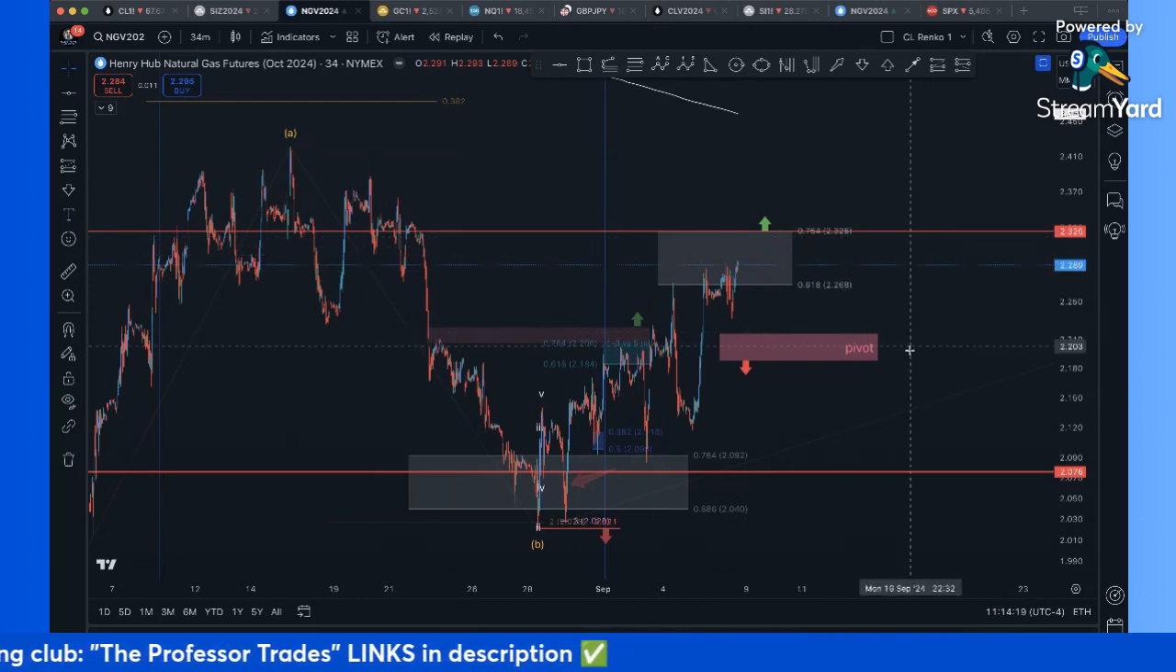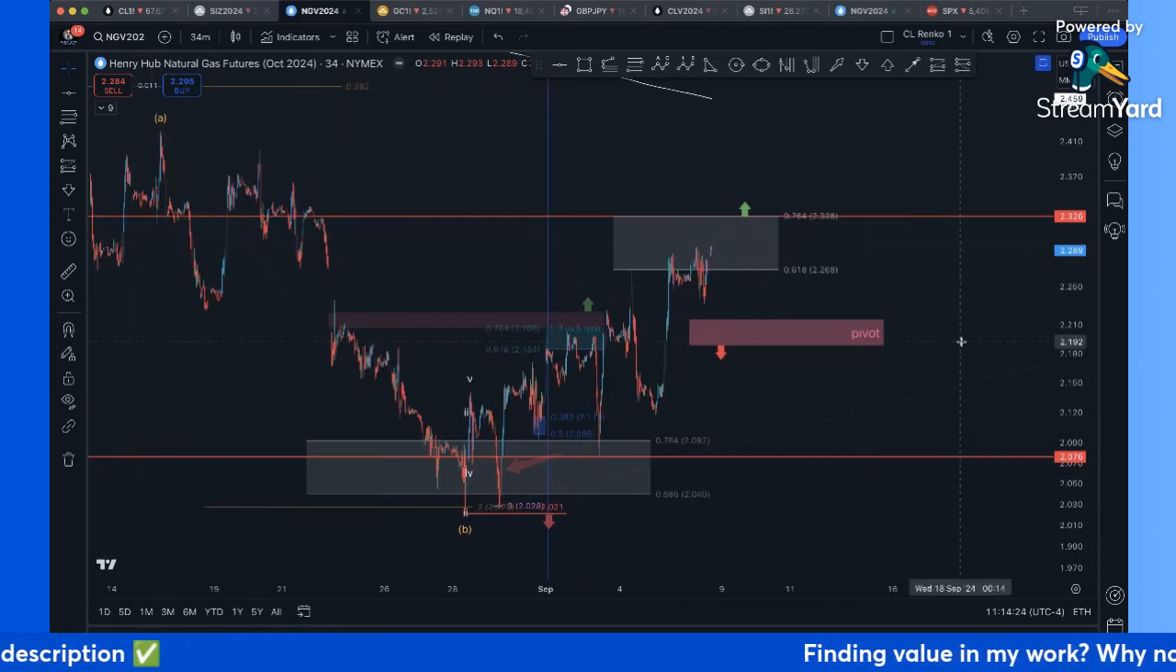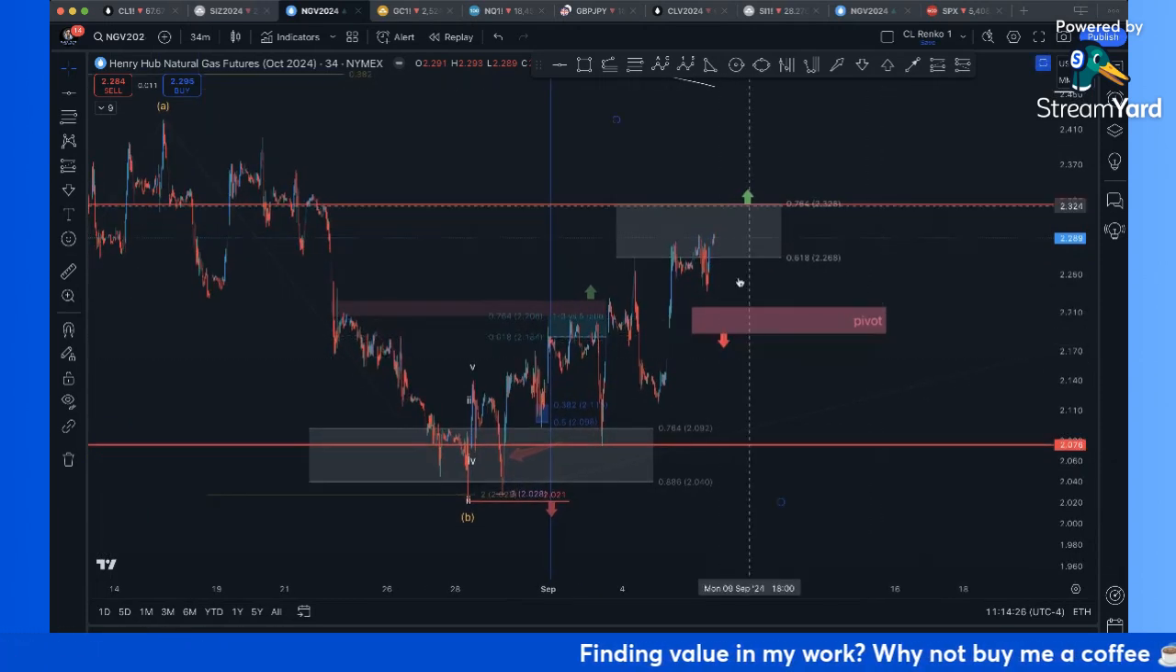2.325. These are the same parameters I just showed you, but now you have a little bit of context. So it's really these arrows, and these are the levels.